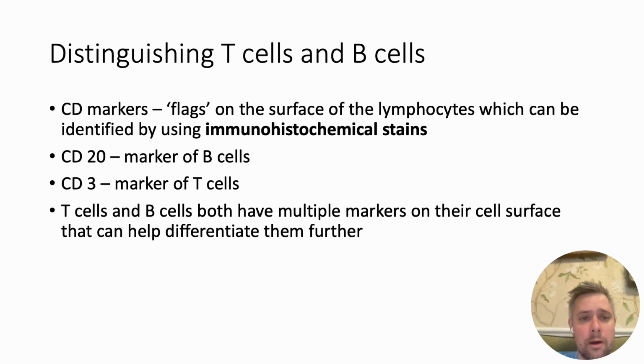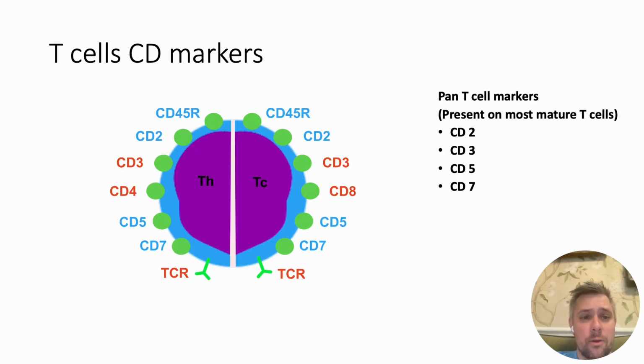So there are CD markers on the immune cells, and you can consider these as flags on the surface of lymphocytes, and these can be identified by using immunohistochemical stains. So CD20 tends to be the marker for B cells, and CD3 is a marker for T cells. And T cells and B cells both have multiple other markers on their cell surface that can help differentiate them further. We'll just talk about the T cell CD markers only today.